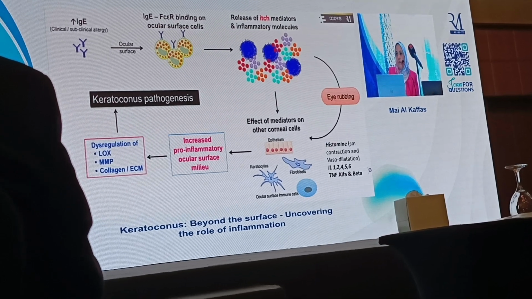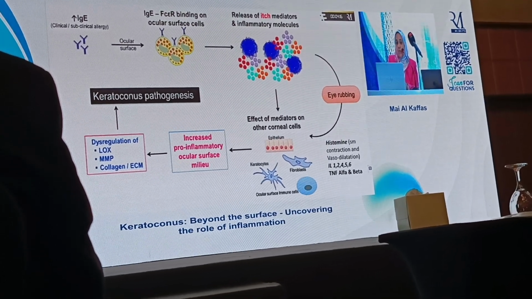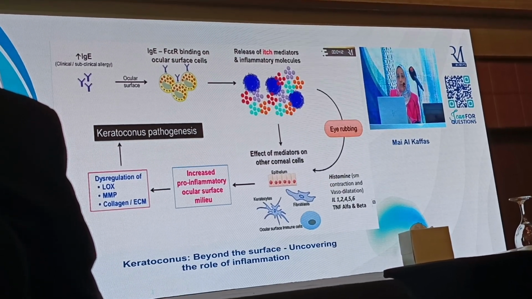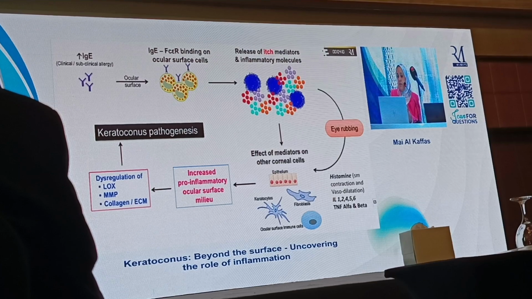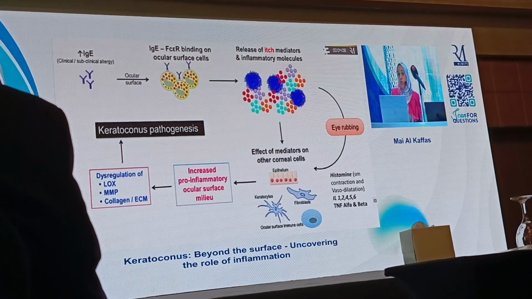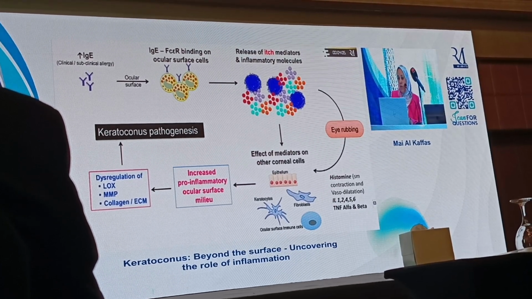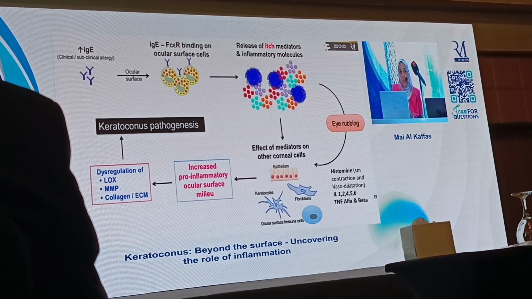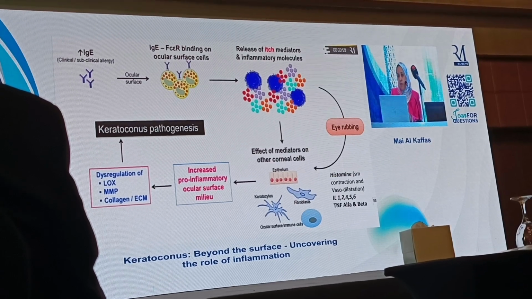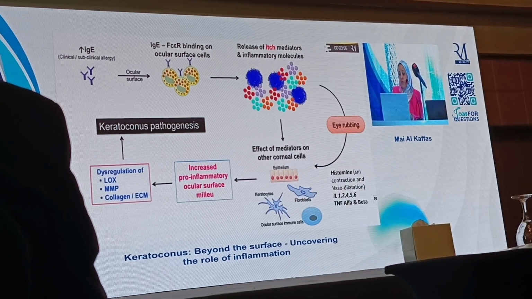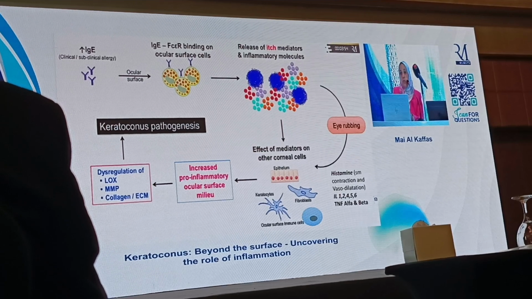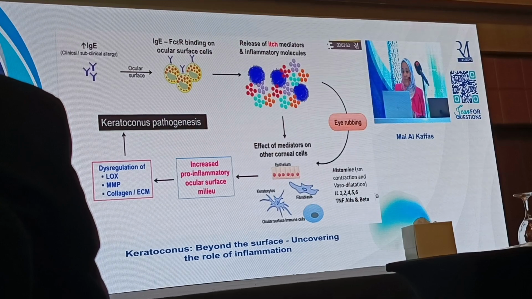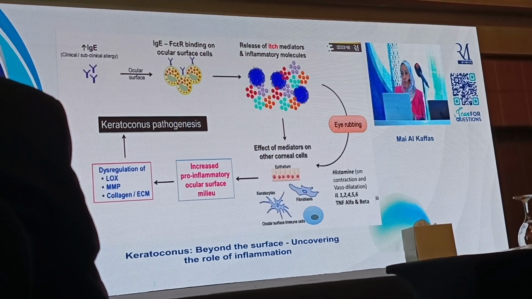IgE is the core of the pathophysiology. Subclinical and clinical cases could have it. It binds through specific receptors on the mast cells on the ocular surface, releasing itch mediators and inflammatory molecules, recruiting more and more pro-inflammatory molecules such as histamine, which is the main cause of vasodilatation of the blood vessels, itching, and the rubbing issue. Interleukins 1, 2, 4, 5, 6, tumor necrosis factor alpha and beta increase the pro-inflammatory response and cause dysregulation of the matrix metalloproteinases, especially type 9.